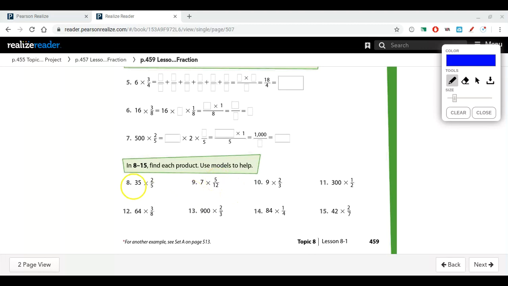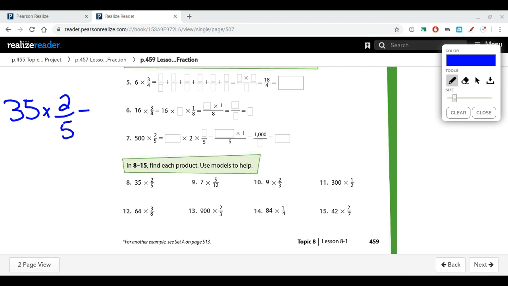Right, so in this video, I'm going to continue working on some modeling of how I would solve these problems. And so I'm going to take a look at my very first one. I'm going to start with number 8. So I have 35 times 2/5. And so I'm going to represent this times 2/5.